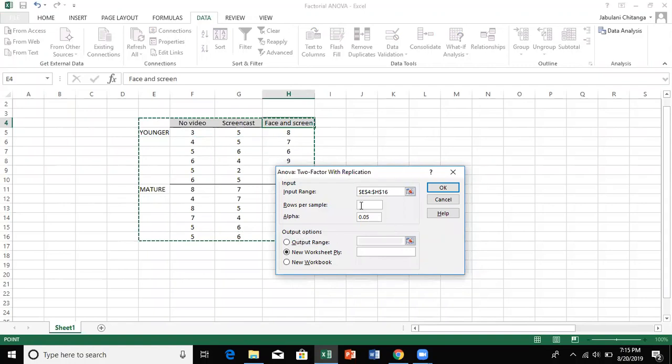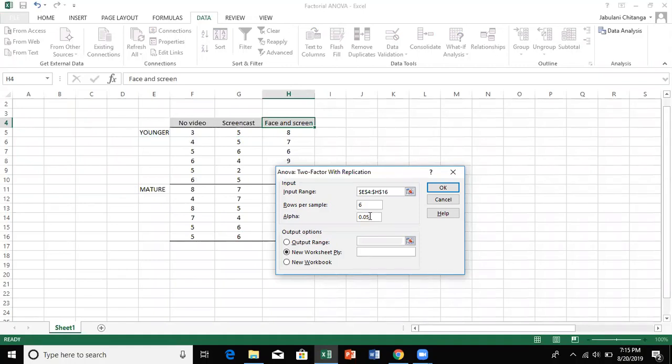And then how many rows per each sample? It means that there are 1, 2, 3, 4, 5, 6. So 6. If you have 7, you type 7. If you have 8, 8. And then if the alpha level is 0.05, you write that. If it's 0.01, you just click there, backspace, and type 1.